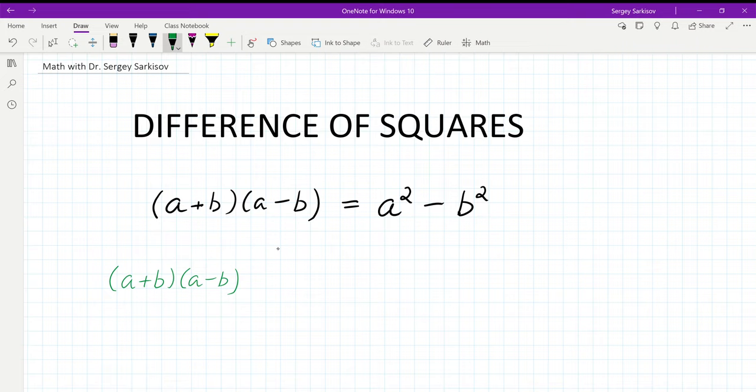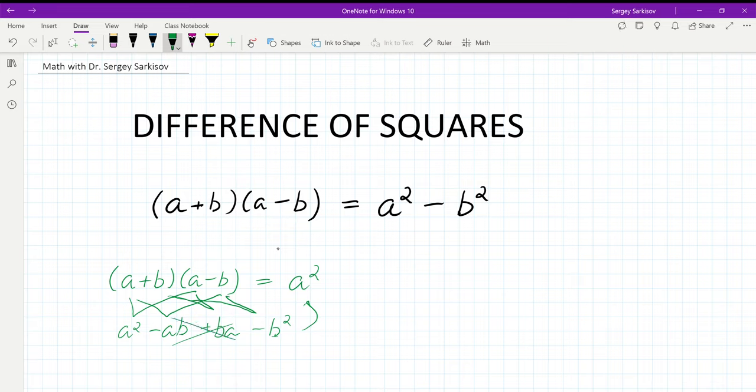So anyway, look, a plus b times a minus b, distributing everything out: the first terms are a times a, which is a squared. The outer terms are a and negative b, which is minus ab. The inner terms are b and a, so plus ba. And then the last terms, b and negative b, which is minus b squared. Ultimately, that's going to give us a squared plus ab minus ab, those go away, minus b squared, just like we mentioned above.